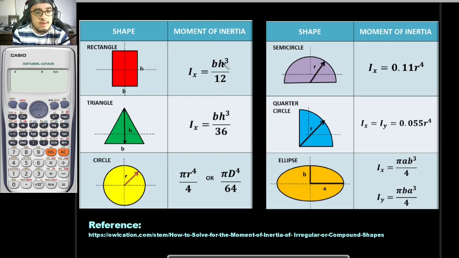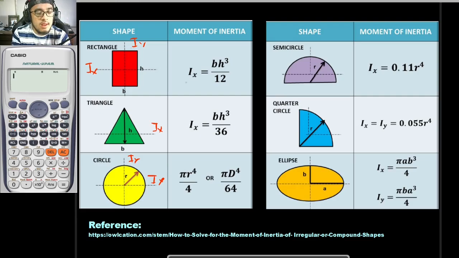But take note, guys, that these formulas are only the moments of inertia about their centroid. So for example, this is to be your Ix, this is to be Iy, and this is to be Ix. This is also Ix, this is Iy, and so on. These are the respective formulas. Once again, these formulas are only applicable to the centroidal axis of these basic shapes.